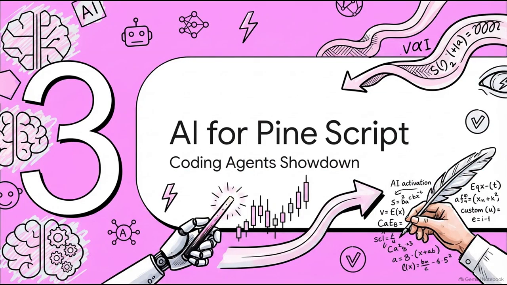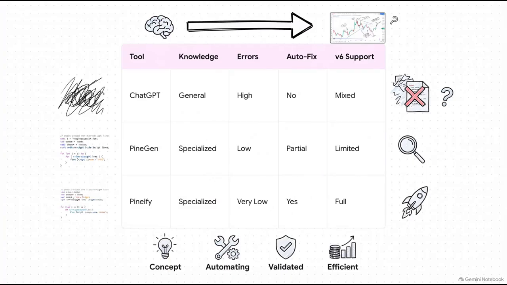Next up, Section 3, AI for Pinescript. It's time for the coding agents showdown. What actually happens when your rules require some super custom calculations and you need an AI coding agent to step in and do the heavy lifting for you? Well, you quickly realize that not all AI is built the same.